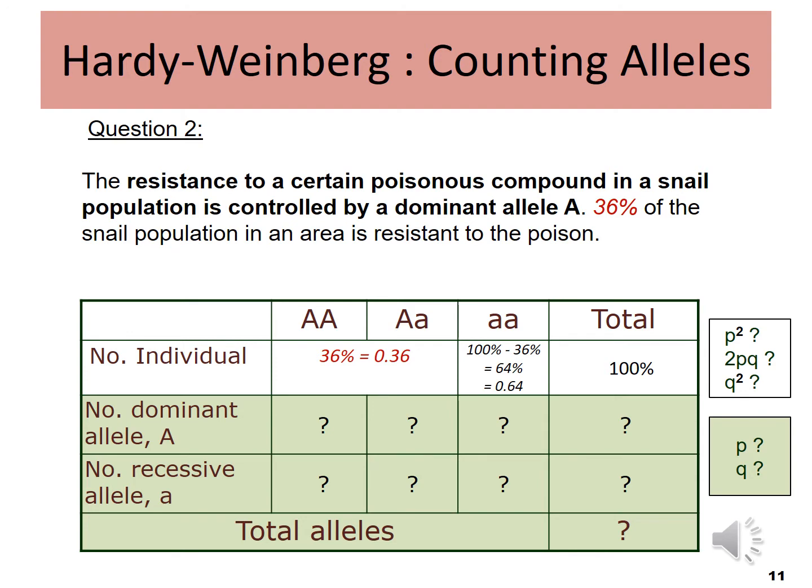Now let's move to the second question. The resistance to a certain poisonous compound in a snail population is controlled by a dominant allele A. 36% of the snail population in an area is resistant to the poison. To start answering the question, the first thing that you need to bear in mind is to get the value of q. Please remember to always start with finding the value of q, followed by the value of p. Once you get these two values, you can smile to yourself, and now you can answer all the problems related to the question.